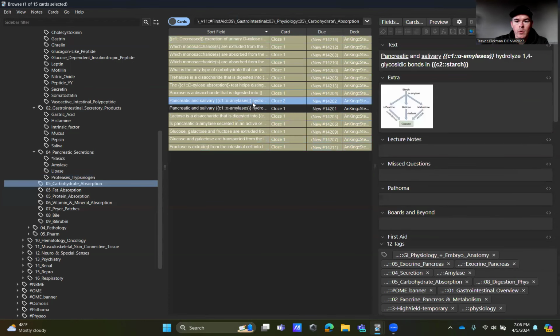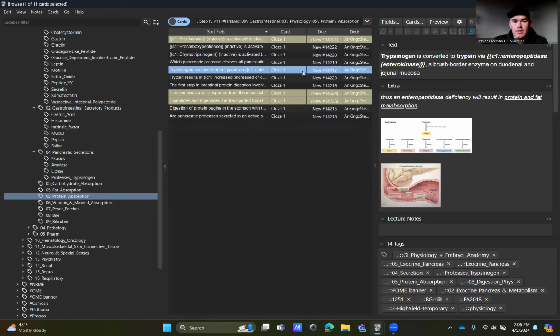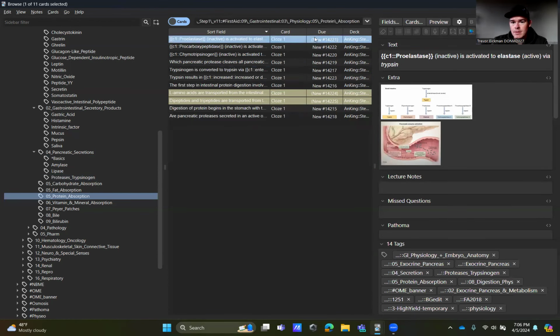And then in carbohydrate absorption, I just grabbed two here. That pancreatic and salivary alpha amylase hydrolyzes. This is very specific, the 1,4 glycosidic bonds in starch, but just knowing that amylase is a polysaccharide-digesting protease would be helpful. Fat digestion, same thing, but for lipase. That lipase is for fat digestion. And protein absorption, all of them except this first one here, which we just saw up above.